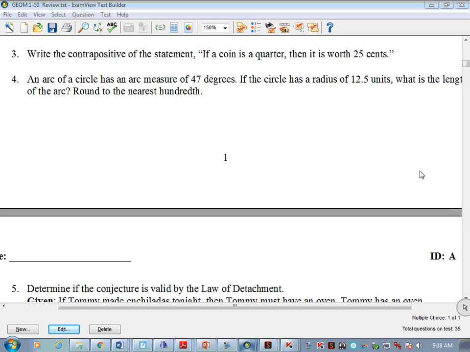Let's see, number 4, an arc of a circle. Okay, so we're going to need to know our arc equations. We have 2 arc equations. We have area of the sector and we have arc length. An arc of a circle has an arc measure of 47 degrees. If the circle has a radius of 12.5 units, what is the length of the arc rounded to the nearest hundredth? So am I looking for area of a sector or arc length?